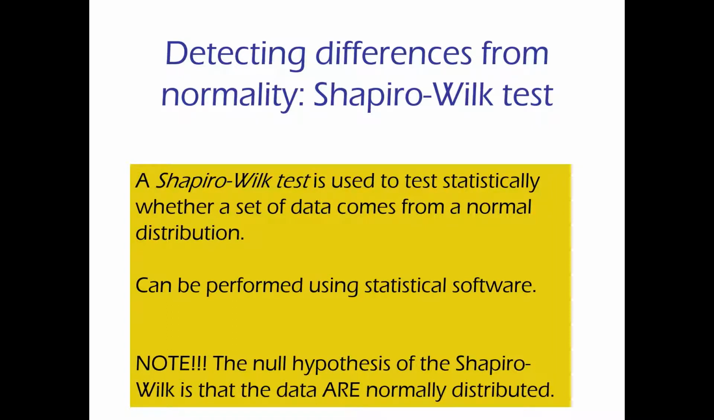But be careful. The null hypothesis for this test is the data are normally distributed. Therefore, if you fail to reject the null hypothesis, it means the data are normally distributed. On the other hand, if the null hypothesis is rejected, then the data is not normally distributed.